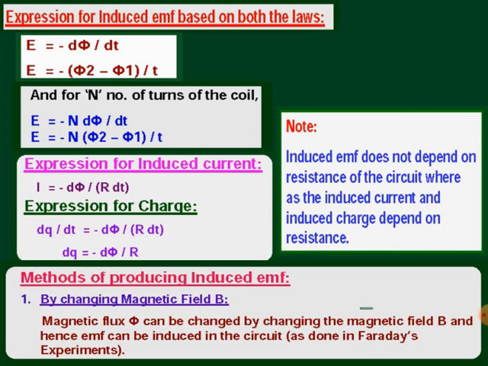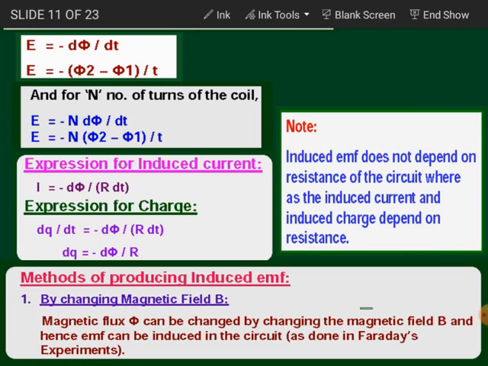Now, methods of producing this induced EMF. Now you know that phi is equal to B dot A vector, or you can express this as B A cosine theta. So the magnetic field induction can be changed, area can be changed, orientation can be changed, or a combination of these three can be changed so as to produce a change in magnetic flux.